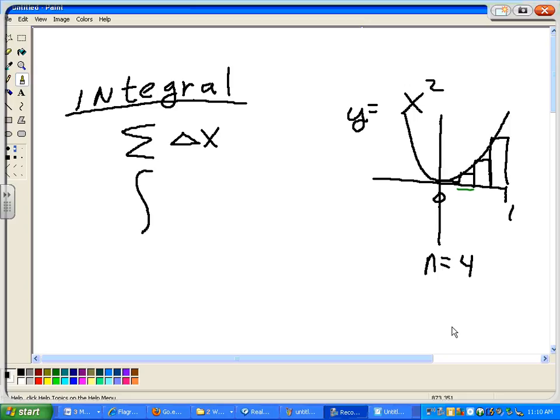So the thing that's going to change today is that width. We are going to pretend that that width gets really, really tiny. So tiny that it's touching.